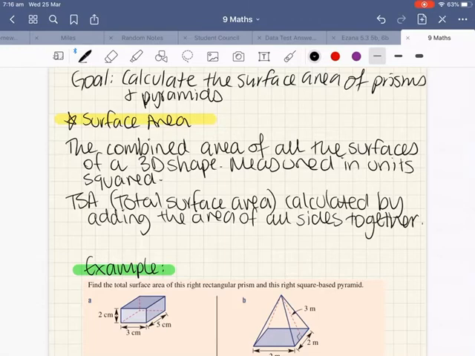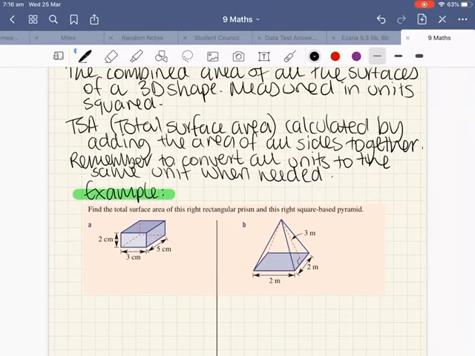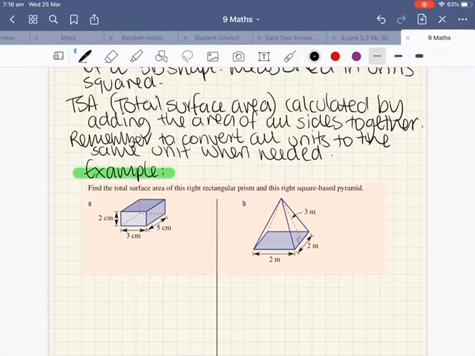I'm just going to put a little disclaimer in here. Remember to convert all units to the same unit when needed. So if we have something that's centimetres by metres, we need to make sure that's all in centimetres or all in metres. Okay, moving on to our examples here.